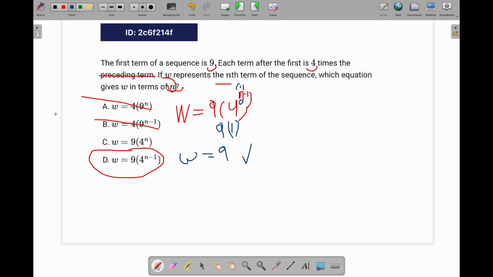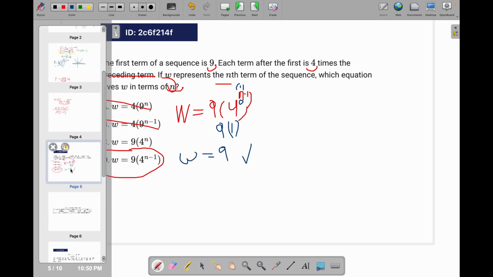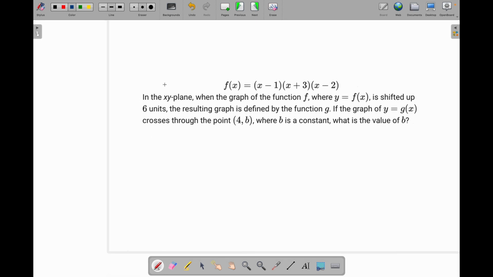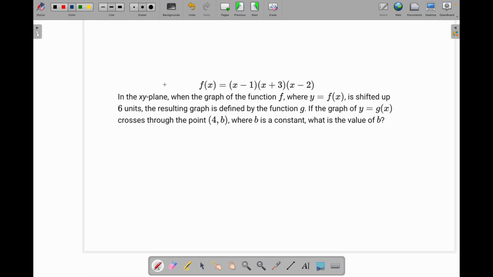Now let's go on to the next one. Alright, in the xy plane, when the graph of function f, actually, I'm going to give you all seconds to read this question, go over it, and hopefully come to an answer, and then we can solve it for ourselves.